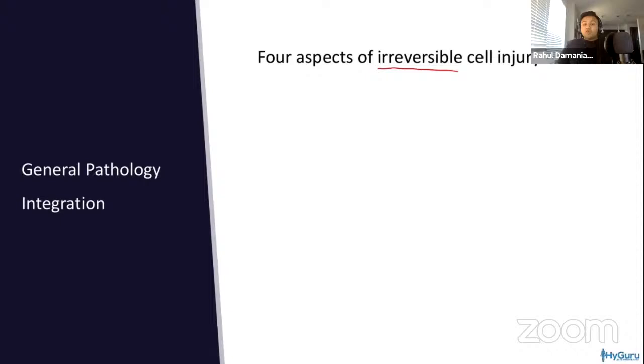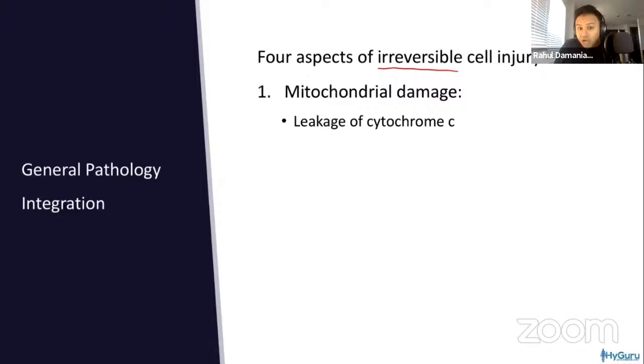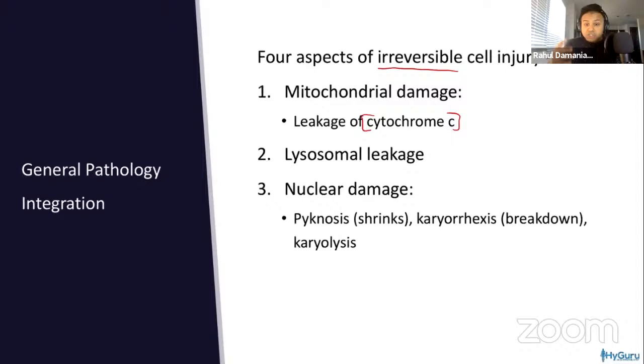And remember that there are 4 aspects of cell injury. Number 1, mitochondrial damage and leakage of cytochrome C, which is going to activate caspases. Number 2, lysosomal leakage, which releases lysosomal enzymes that can chomp up the membrane. Number 3, nuclear damage, an irreversible cell injury sign, in which you get pyknosis, karyorrhexis, and karyolysis. And finally, you get membrane damage.